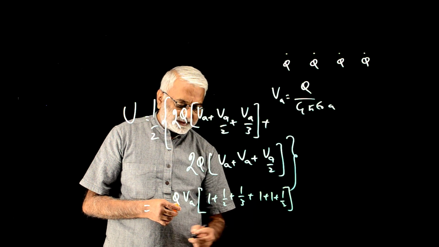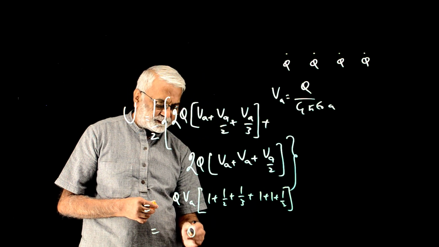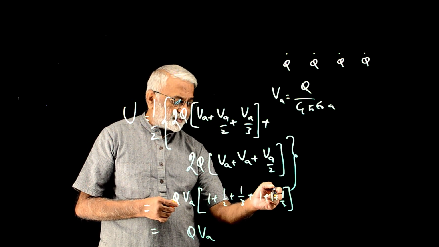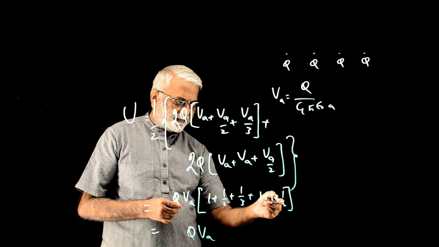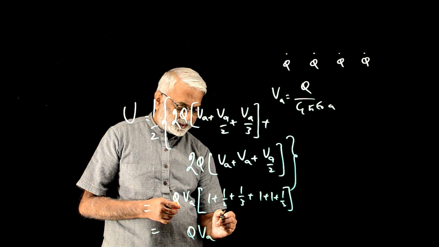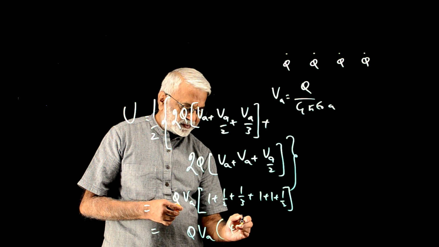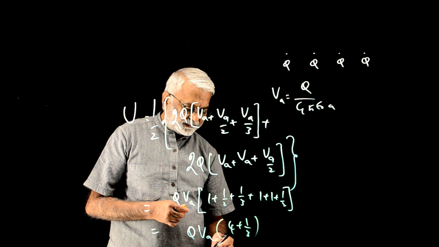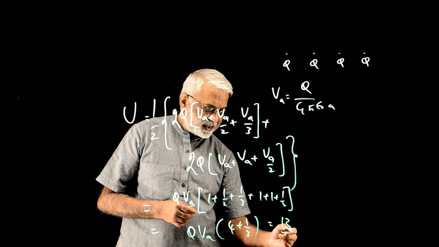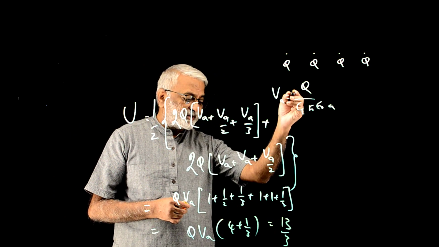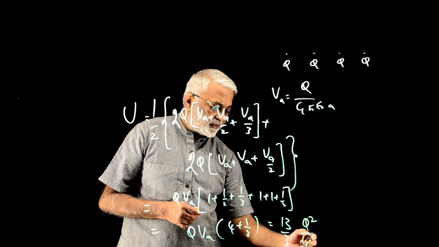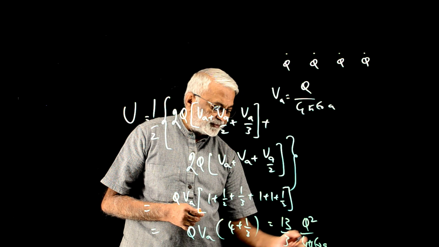That's the calculation, right? That's QVA, and you can do this calculation: 1 plus 1 plus half plus half, 4 plus 1 by 3. So we have 4 plus 1 by 3, 13 by 3, right? 13 by 3, and this is VA. VA is this. So Q into VA, that will be Q squared by 4 pi epsilon 0 A.